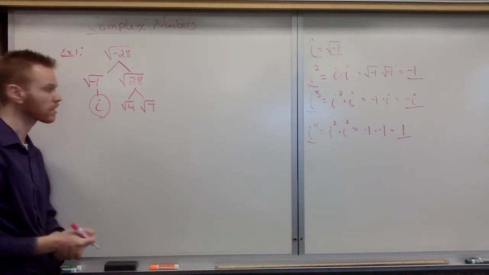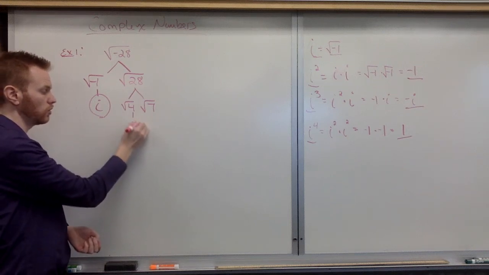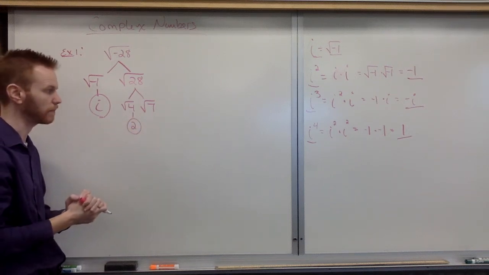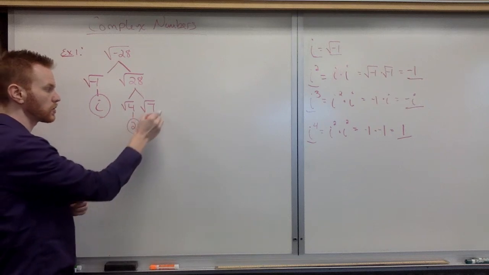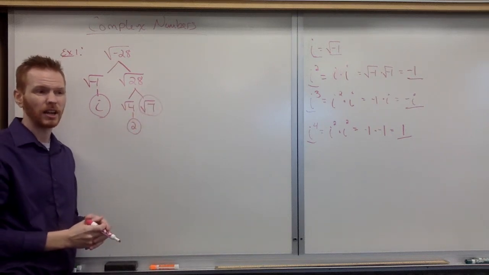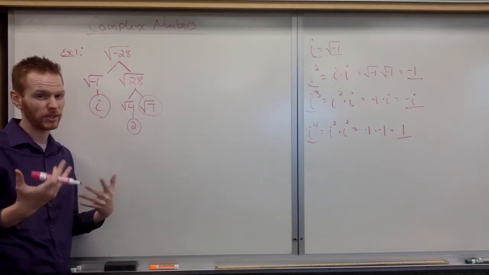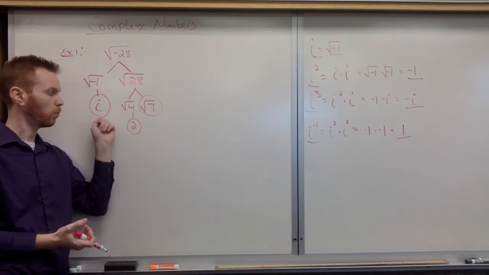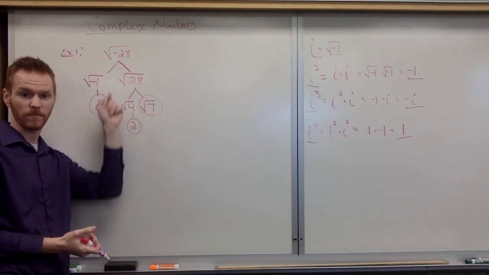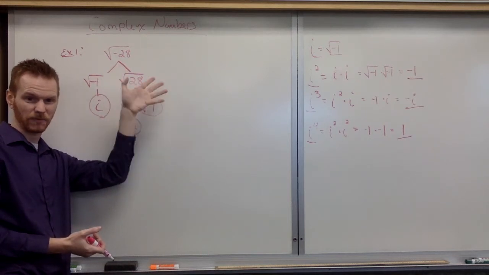Okay? Now, the square root of 4 gives me 2. That's done. It's finished. Can't be simplified further. The square root of 7 doesn't really break down any further than what it needs to be. We could call that prime if it doesn't break down a little bit further. Now, what I have here circled is fully broken down. It's factored out fully.